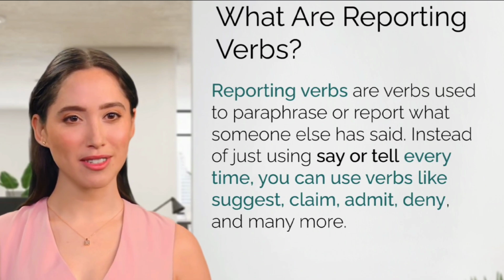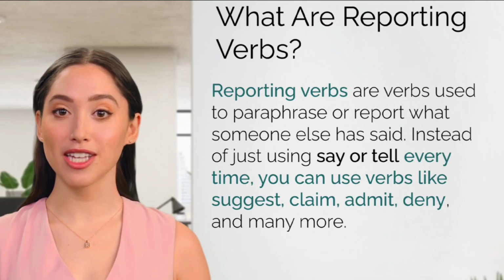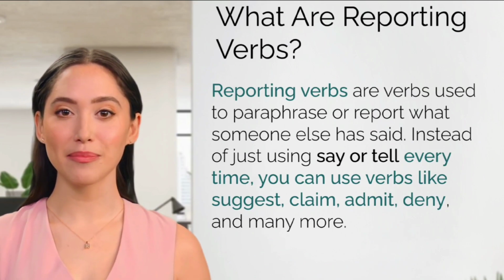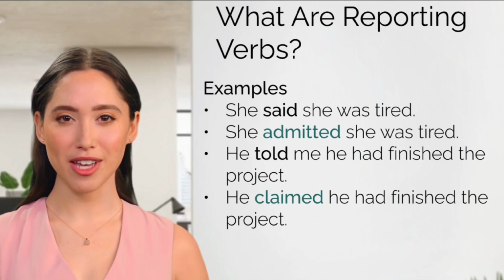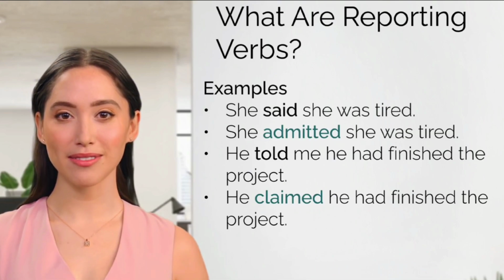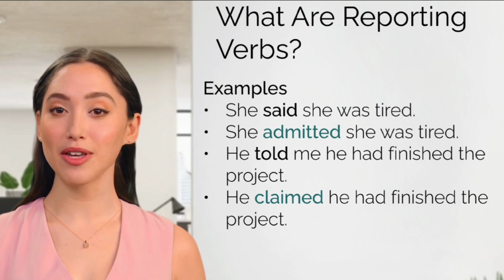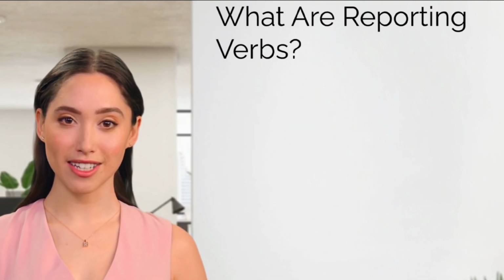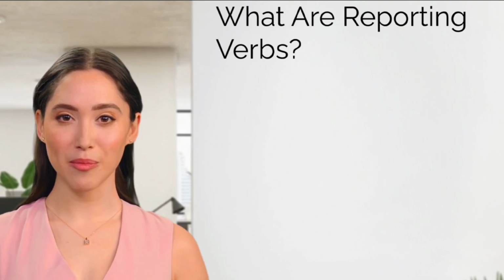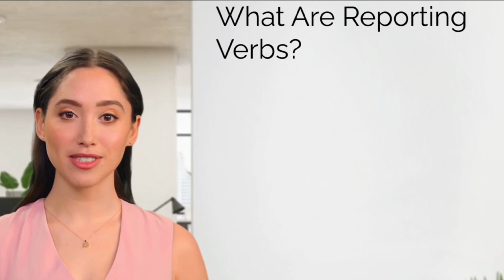Reporting verbs are verbs used to paraphrase or report what someone else has said. Instead of just using say or tell every time, you can use verbs like suggest, claim, admit, deny, and many more. Examples. She said she was tired. She admitted she was tired. He told me he had finished the project. He claimed he had finished the project. As you can see, reporting verbs can give more meaning to the sentence by showing how something was said, whether it was suggested, admitted, or denied. But they also come with specific rules.